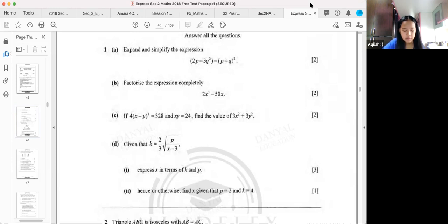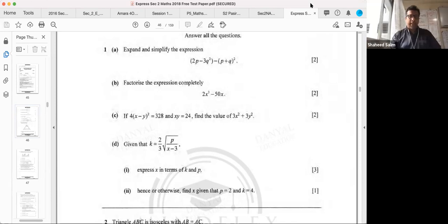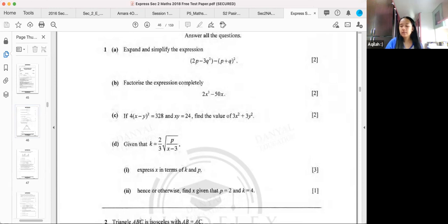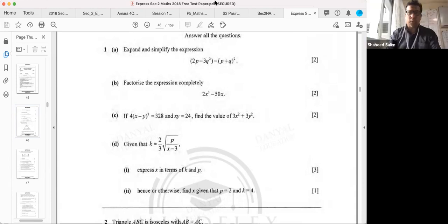Is the answer negative 3q squared plus p minus q? No, it's not. Do you have your working with you? Yeah. Can you show me or you gonna take a photo? Either one. Okay, yes, hold on. Lower it a little bit, lower it. Okay, stop.